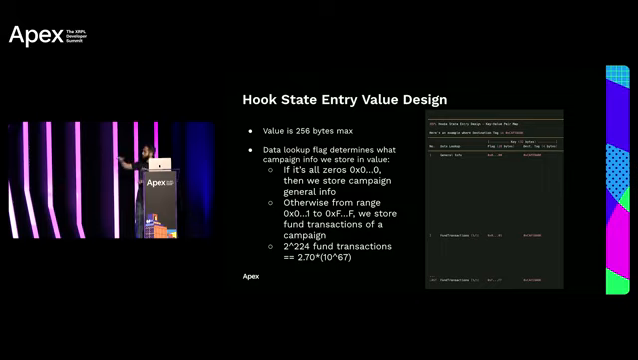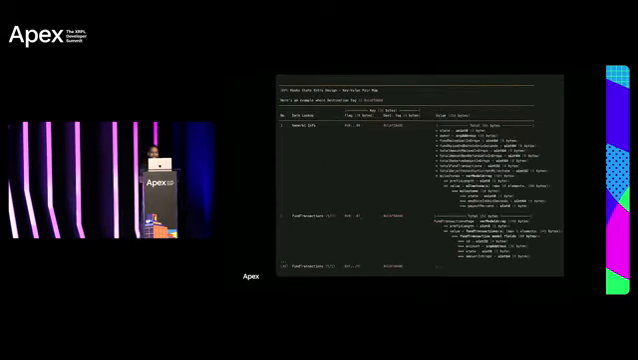And for each value, we can store 5 transactions. So it's sort of paginated. For each entry, you can query 5 fund transactions. And that goes up to a maximum of 2 to the 224 fund transactions. And so, yeah, this is kind of complicated to look at right now, but this is pretty much the key value design of my hook state.